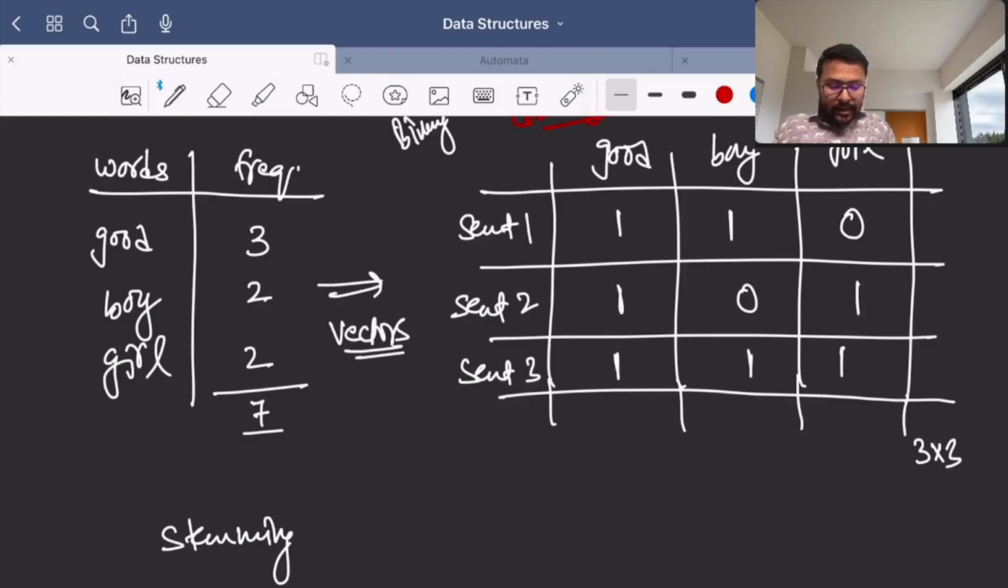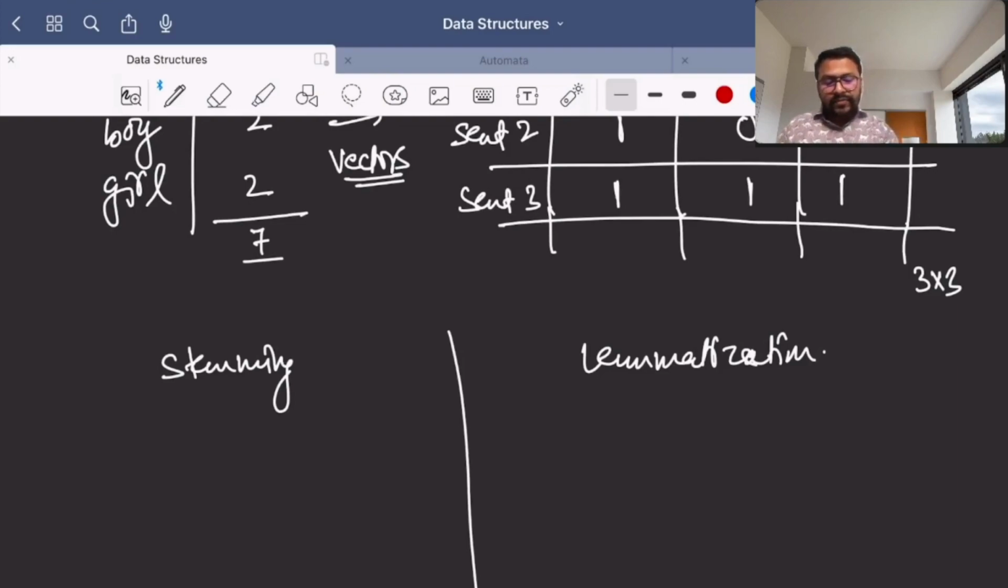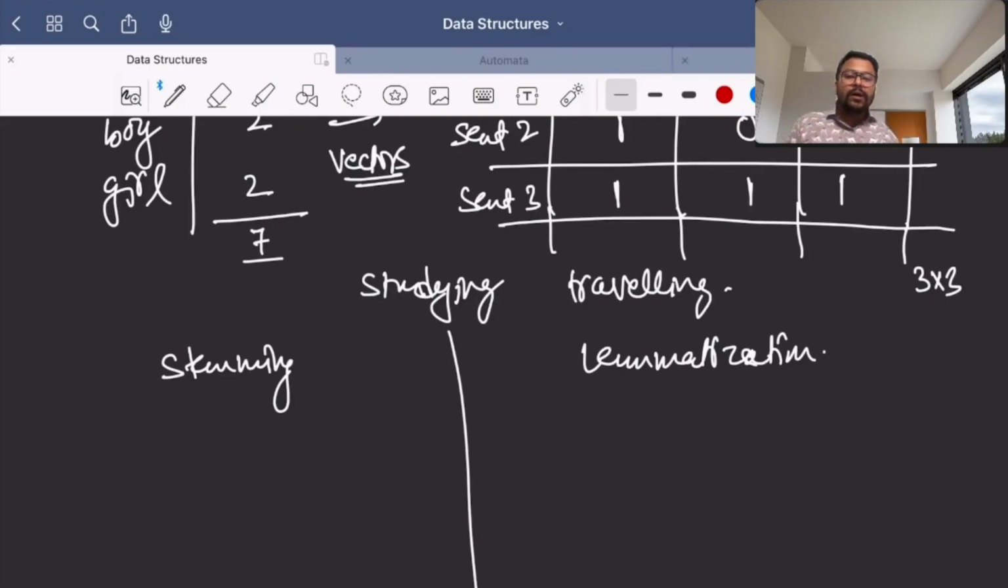Stemming and lemmatization. Understand that in a sentence, let's say we have a word studying, or we have the word traveling, or some word which is not the root of the word, it is in some other form. For computers, whether it is in first form, second form, or any other form, we only need the meaning. We don't want to know what that form is. For spoken English, we need those kinds of things, but for making our model understand the meaning, we don't need those kinds of forms.